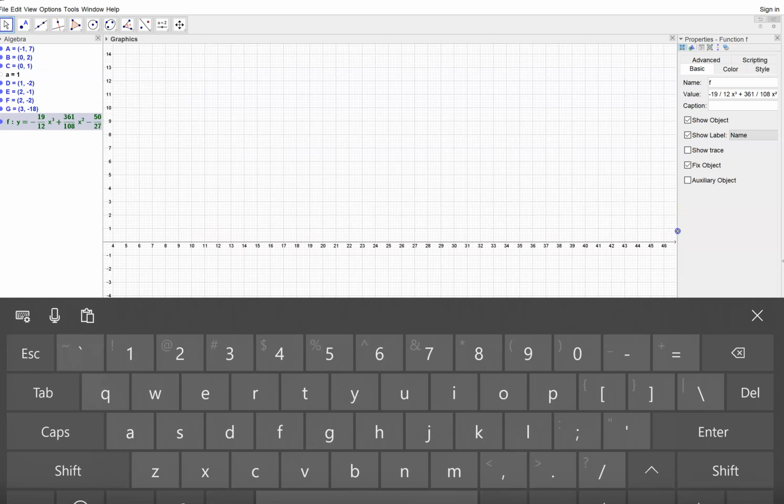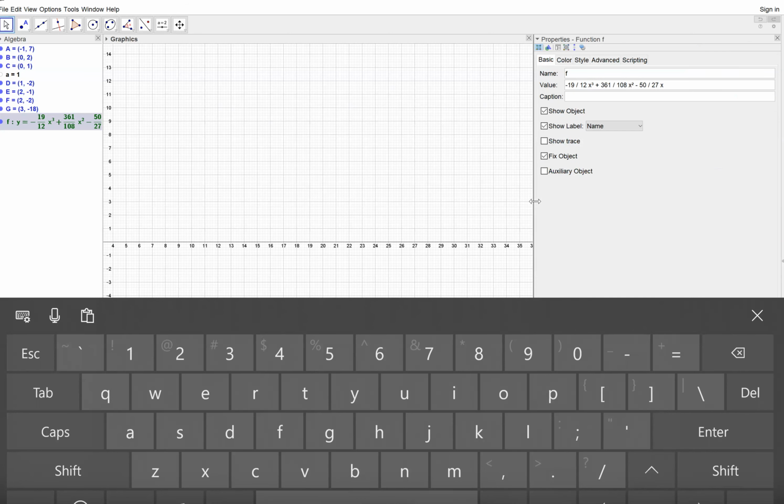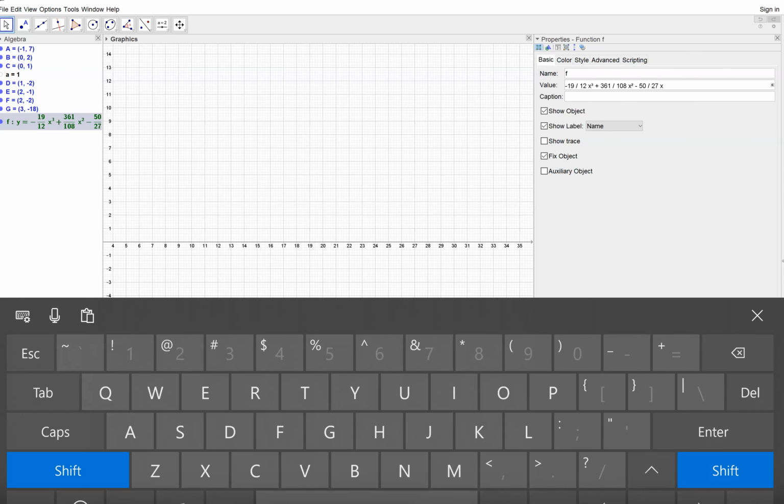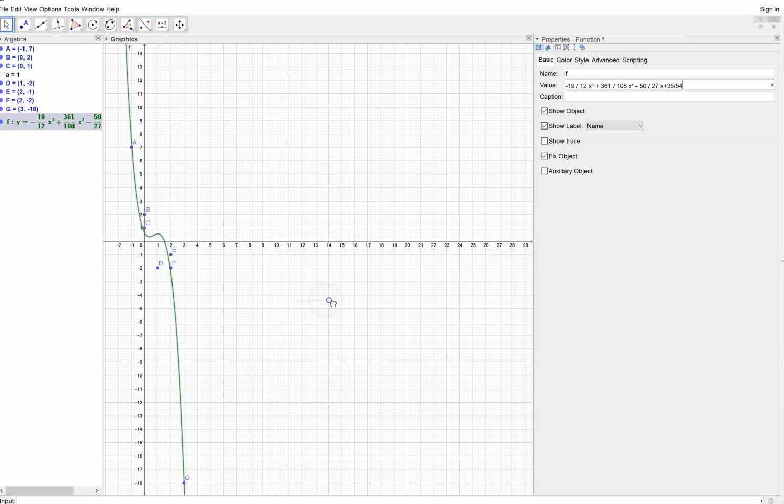Sorry about this. I don't have the keyboard up. It's a little harder to grab it. There we go. Plus 35 over 54. Excellent. Okay. Back to what we were doing.